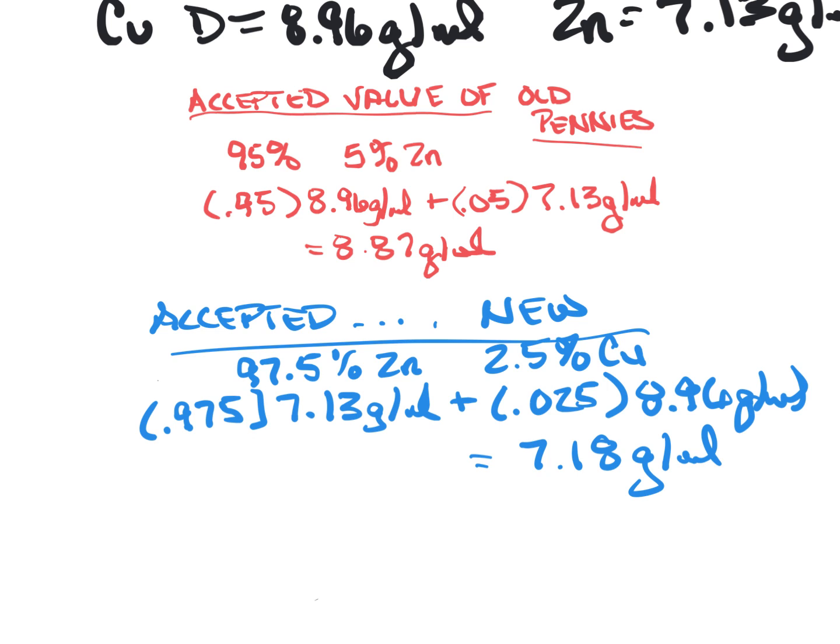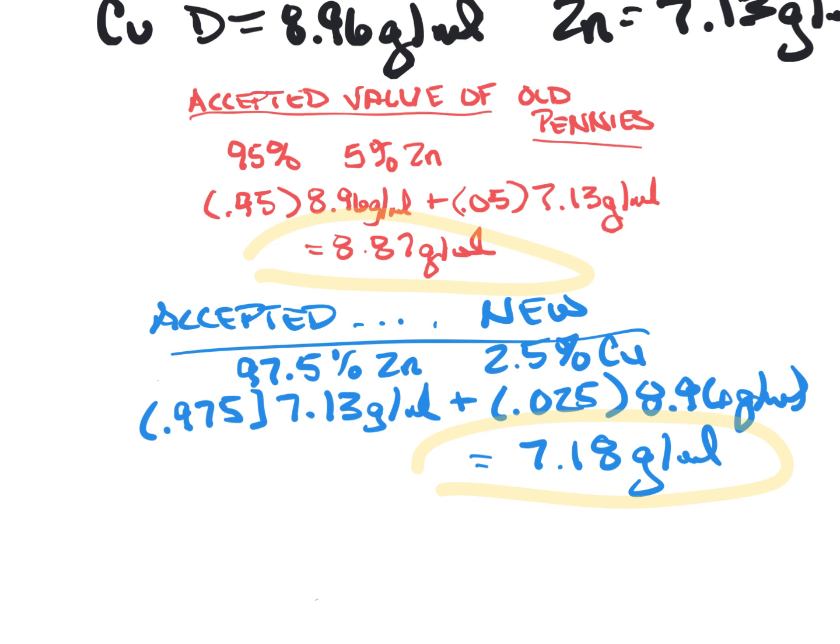Because 8.87 was what we should have gotten for the old pennies, and 7.18 is what we should have gotten for the new. Okay. So, did anybody get lower than they should have? Jeremy did? Okay. Anybody else? Yeah, I got a couple others. Nice. I have some that are higher and some that are lower. Yeah, that's okay. Some are going to be higher and lower, and we're going to talk about what kind of errors might cause something like that.